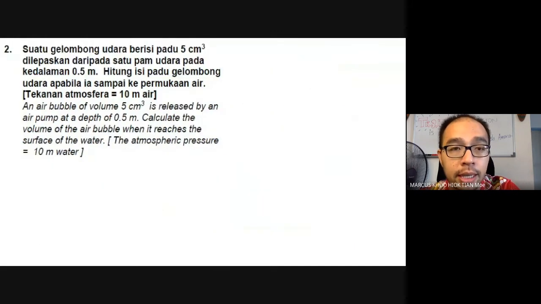Okay, second question. An air bubble with volume of 5 cm³, so we have to make sure that it's always cm³, is released by an air pump at a depth of 0.5 meters. Calculate the volume of the air bubble when it reaches the surface of the water. And then they say the atmospheric pressure is 10 meter water. So here is another pressure unit.